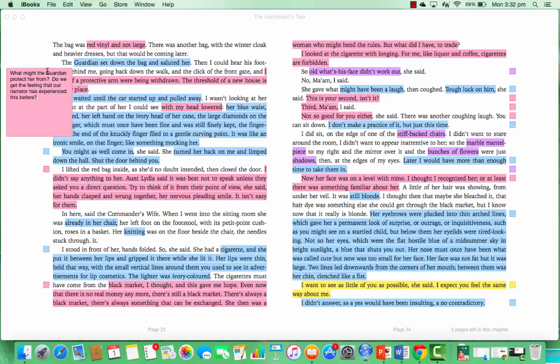The guardian set down the bag and saluted her, and she feels, our protagonist, as if a protective arm is being withdrawn.